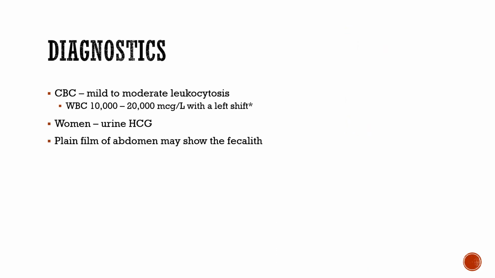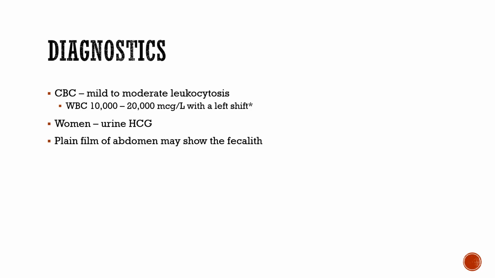Diagnostics for appendicitis include a CBC, in women a urine HCG for pregnancy, and plain film of an abdomen that may show a fecalith. A word about the CBC. We may have a mild to moderate leukocytosis. That's a white blood count between 10 and 20,000 micrograms per liter. And you may see a shift to the left.